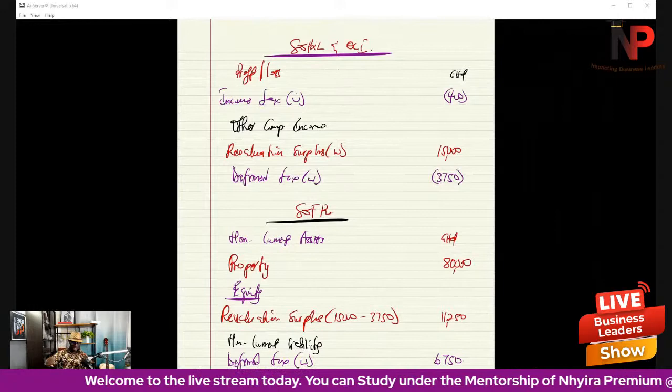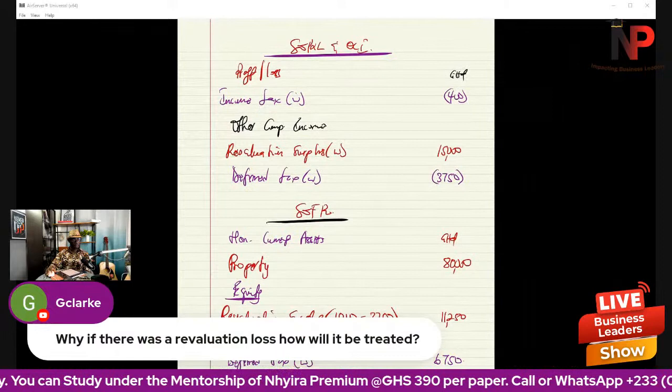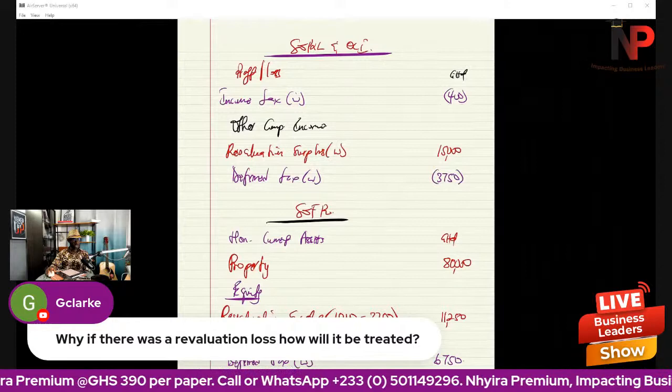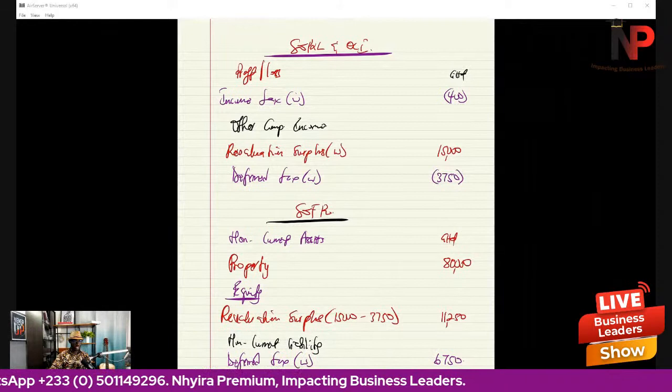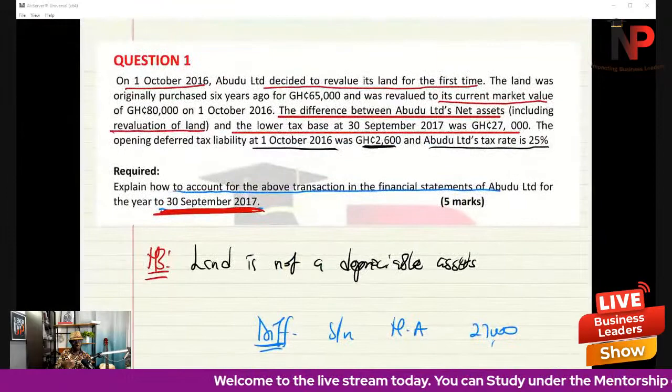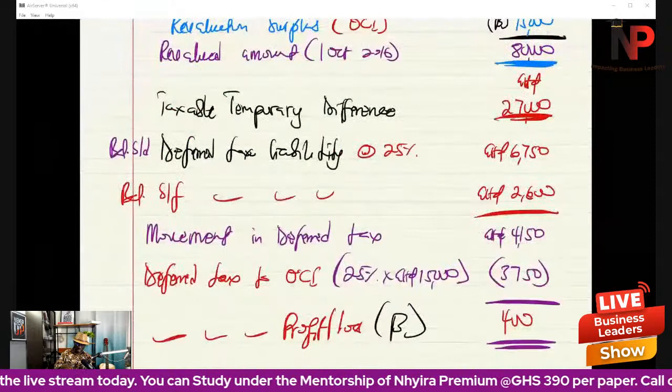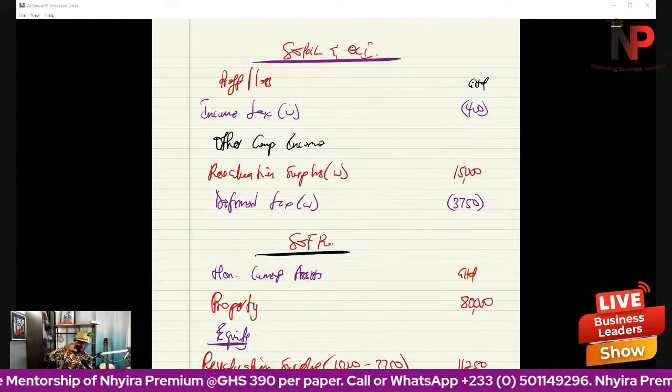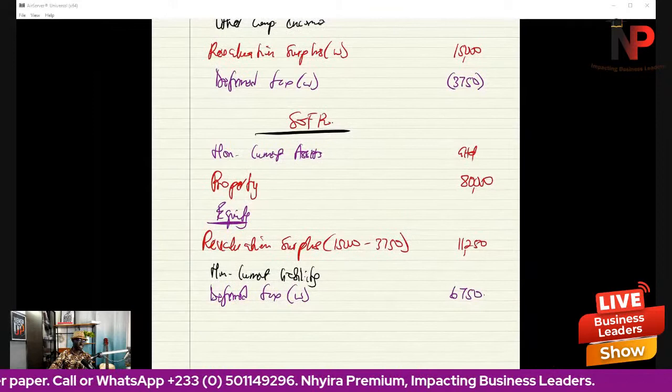Any questions? Let's see what we have here. If there was a revaluation loss, how will it be treated? A revaluation loss will be treated in the P&L, and in that way, any deferred tax will also be treated directly in the P&L, because this is the first time. In the question, they said this is the first time they are doing the revaluation. So if it is the first time they are doing the revaluation and it was a loss, we would have recognized it in the P&L, and any deferred tax implication of that will also be totally recognized in the P&L account. OCI wouldn't have come into the picture because it's a first-time revaluation.